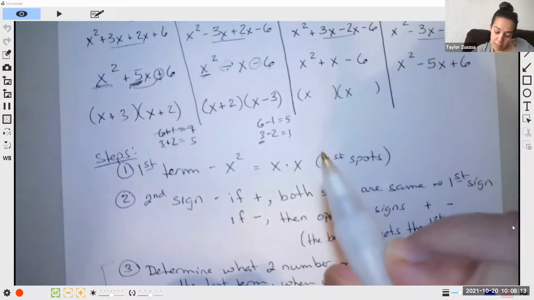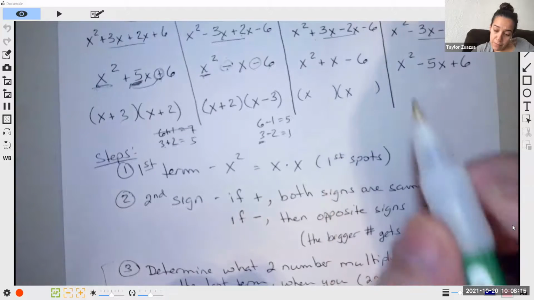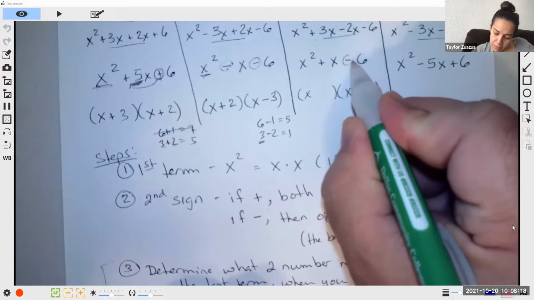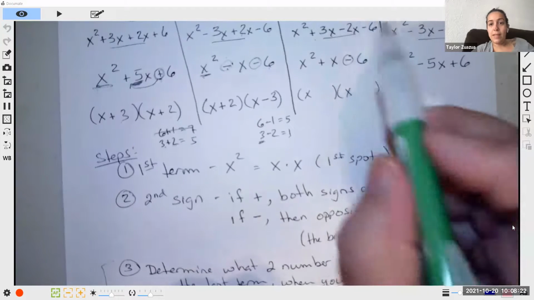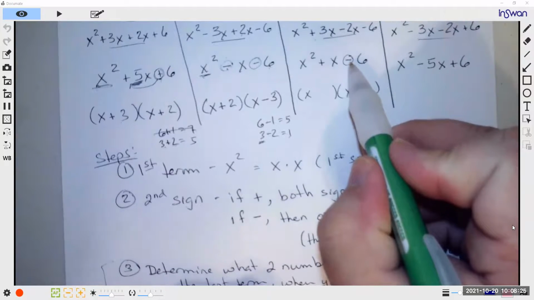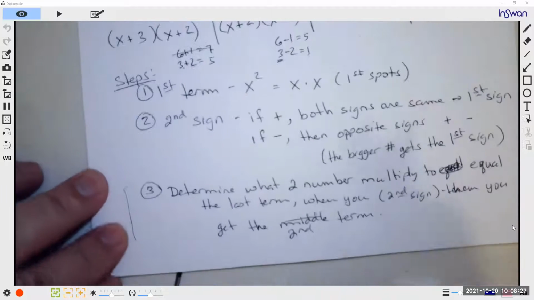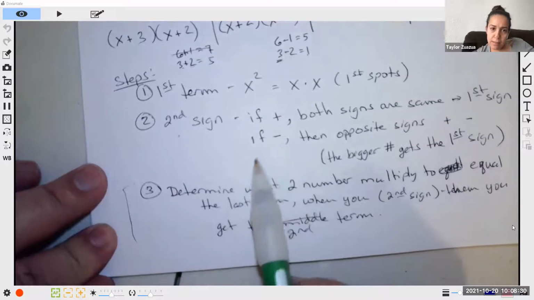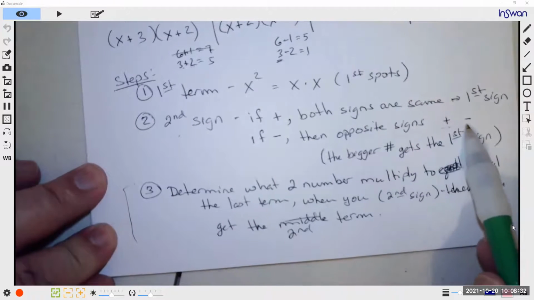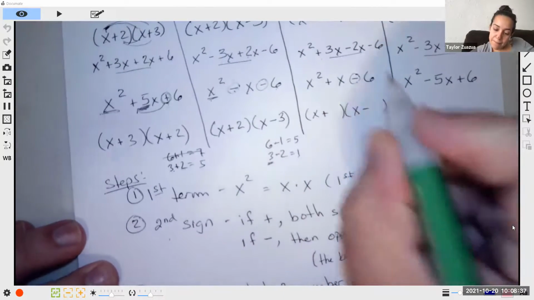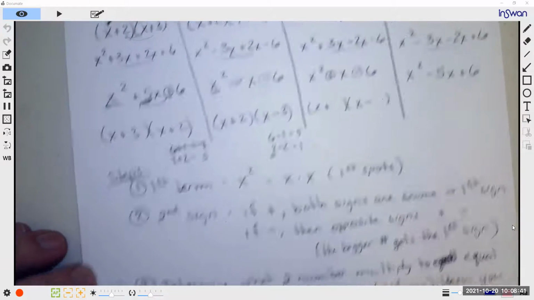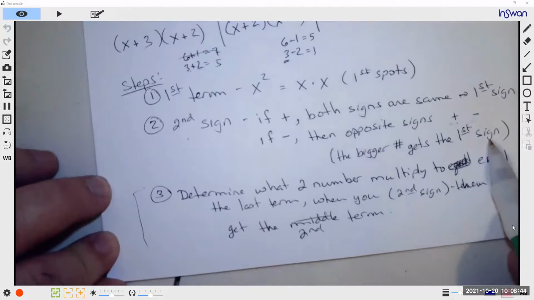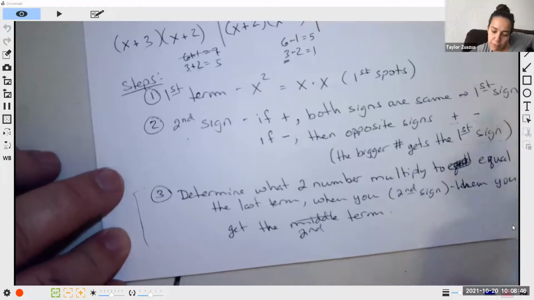So x in each parentheses. Now the second part: if the second sign is negative, the signs are opposites. Then one's positive, one's negative. And the bigger number is positive. No, you're not following the rules. It's the steps. That's what I was reading. The bigger number always gets the first sign. The bigger number gets the first sign.